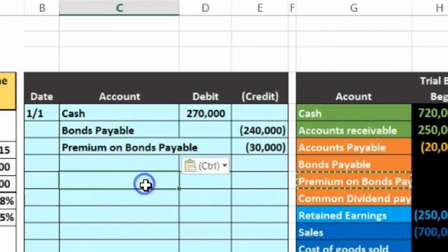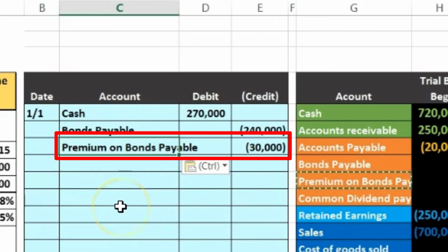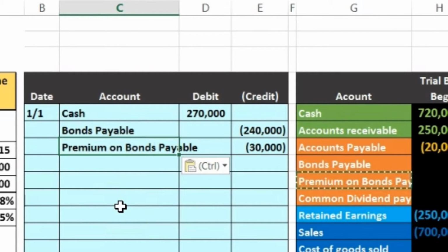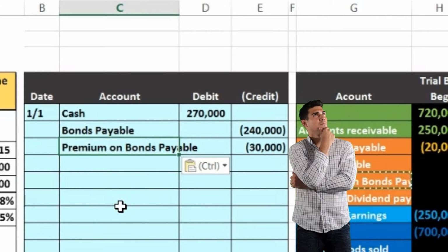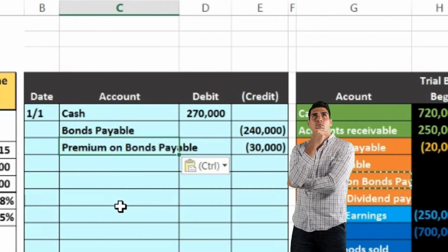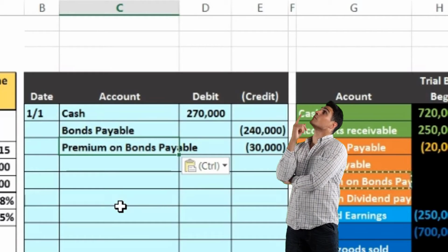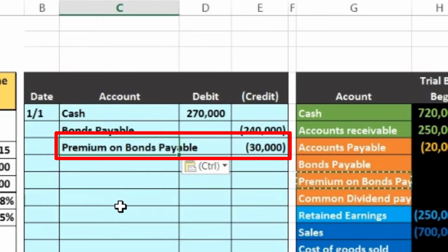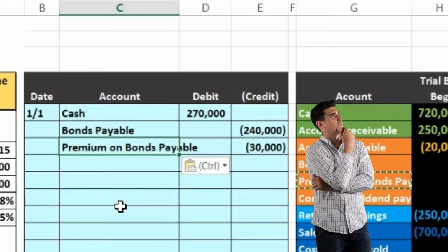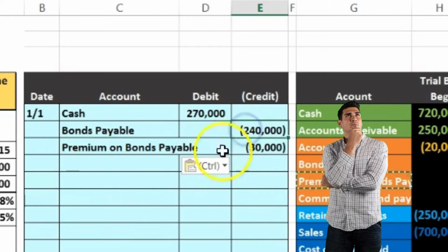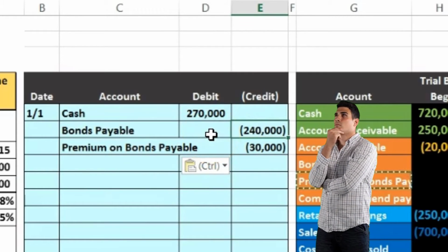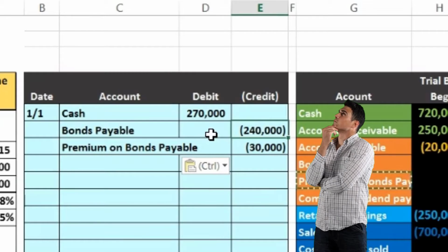1, 2, 3. Oftentimes people have a problem with determining if it's a premium or a discount that we are talking about. And I often think that it's easier to think of yourself as the person purchasing something to think about whether it's a premium or a discount. So obviously we are the people issuing the bond, the company issuing the bond in this case. But if we were the person buying the bond, then if the sticker price said it was $240 and we bought it for more than that, that's going to be a premium.